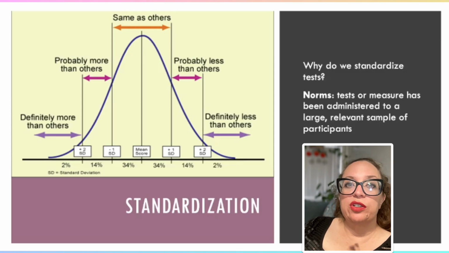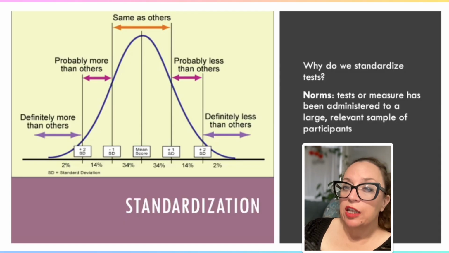Now, I know we talked about this ad nauseum when we talked about measurement, but reliability and validity are essential when we are talking about psychological tests. So reliability, again, is whether or not the test is consistent, whether or not we're getting a consistent measurement. Validity is whether or not the test is measuring what it claims to measure.